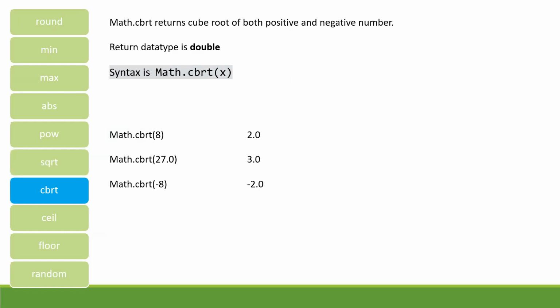And if we try to find the cube root of a negative number, for example, the cube root of minus 8, the answer will be a negative number, minus 2.0. So you need to make sure that it is of double data type, 2.0. And if it is a negative number, the cube root will also be a negative number. Okay, so that is power, square root, and cube root.